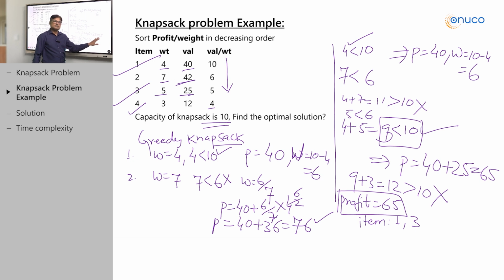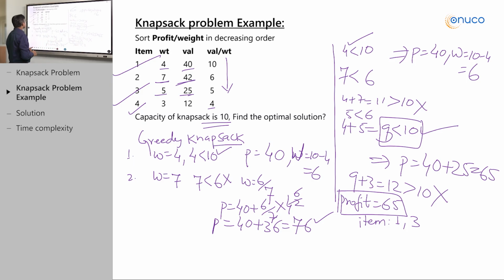65. Right? And if you are applying the greedy technique and fractional weight is allowed, then profit is going to be 76, because out of this 7 kg we have selected only 6 kg. So total profit is going to be 76. So there is a difference, right? We are getting the maximum profit in this case.